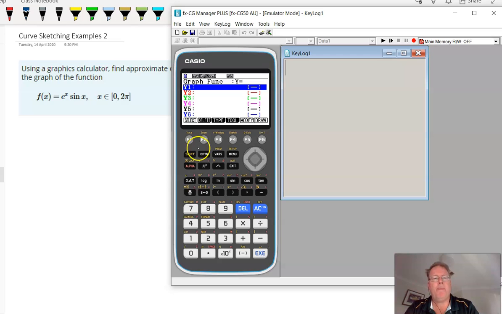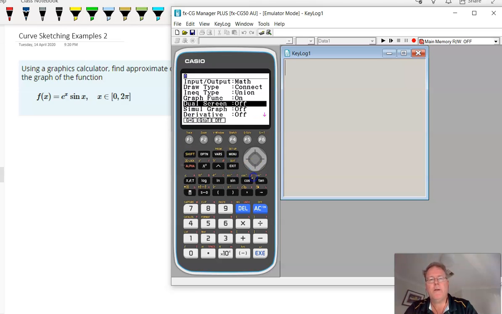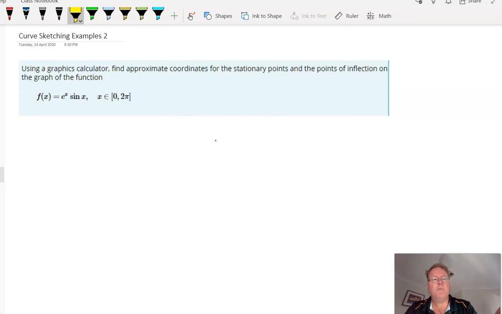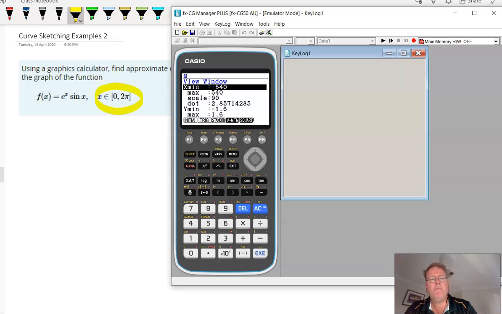So first of all, we're going to set up our view window. So we're in trig. I'm in degrees there, so I need to fix that. So shift setup. Oh, hang on, get out there first. Shift setup. Scroll down and put it in radians. Exit. So shift view window. You'll notice that the domain in this particular case is 0 to 2 pi. So our minimum is 0, our maximum is 2 pi. And I'll put a scale of, let's say, pi on 4, it doesn't really matter.